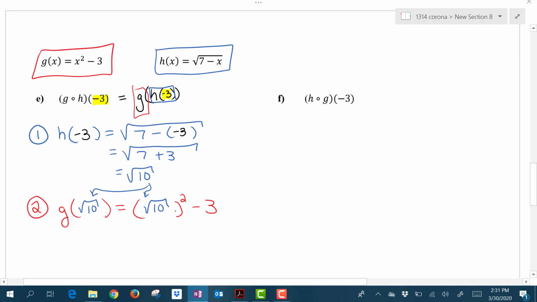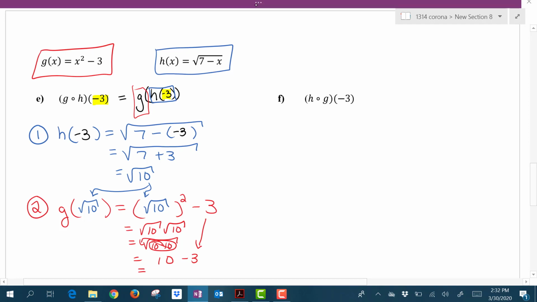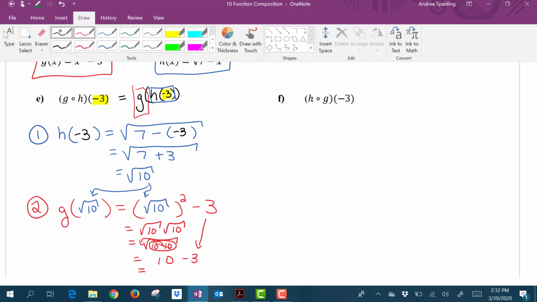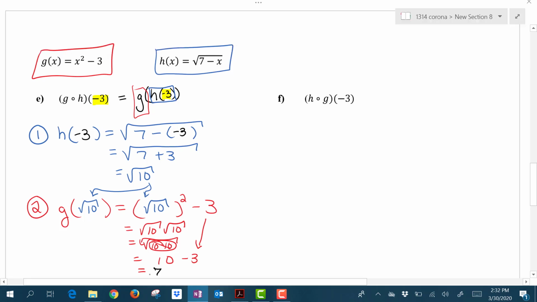The square root of 10 squared. That's the square root of 10 times the square root of 10. Square root of 10 times square root of 10, that's the square root of 10 times 10. Remember, we can multiply those together underneath the same square root. If I have 2 of a kind underneath, we can cross that out, and we can bring 1 out. So we end up with 10. And then subtracting a 3, we get a 7. Okay, that is our final answer.